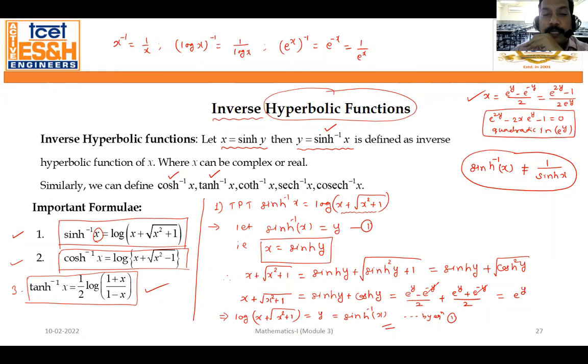Integration of what gives you this? Integration of which formula gives me this as one of the terms? Anybody remembers? It is integration of square root of x square plus 1. Integration of 1 upon under root of x square plus 1 था. 1 upon under root of x square plus 1. And what is integration of square root of x square plus 1?